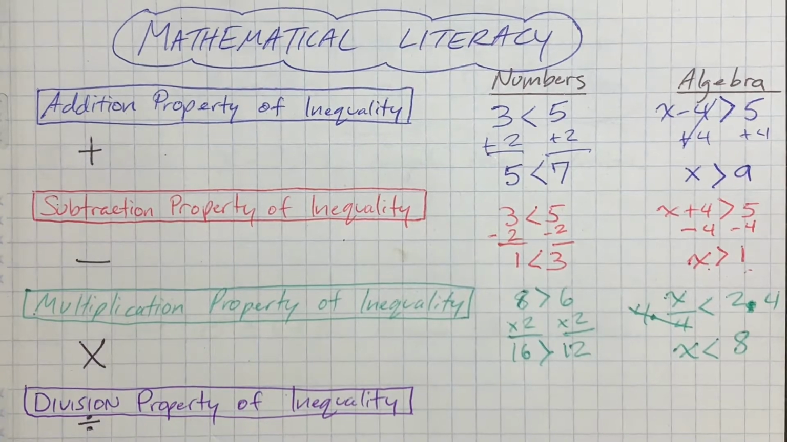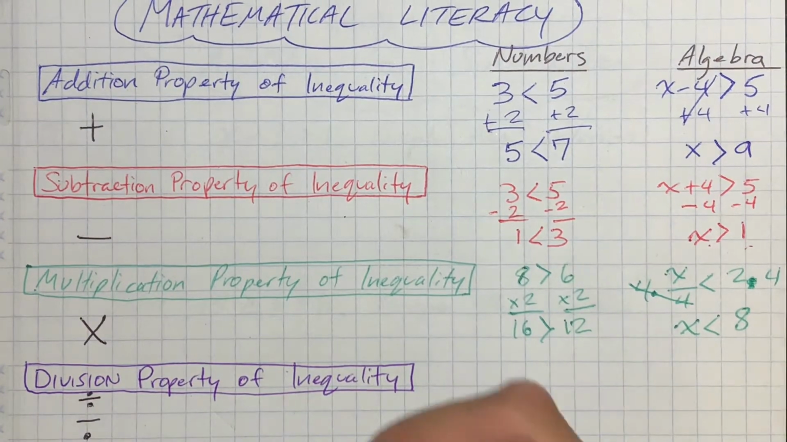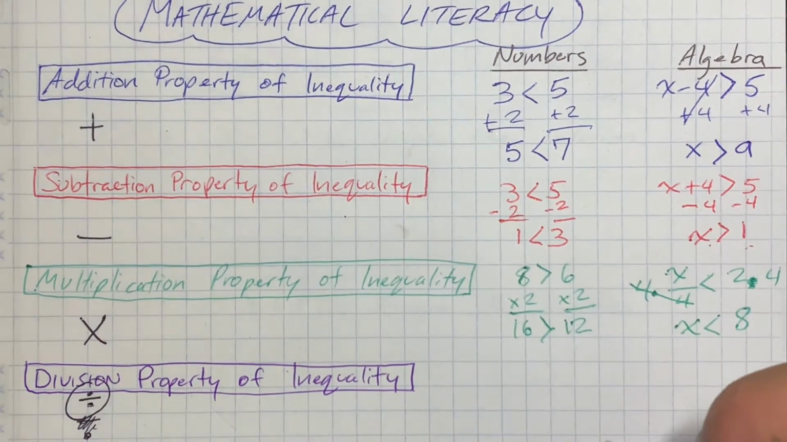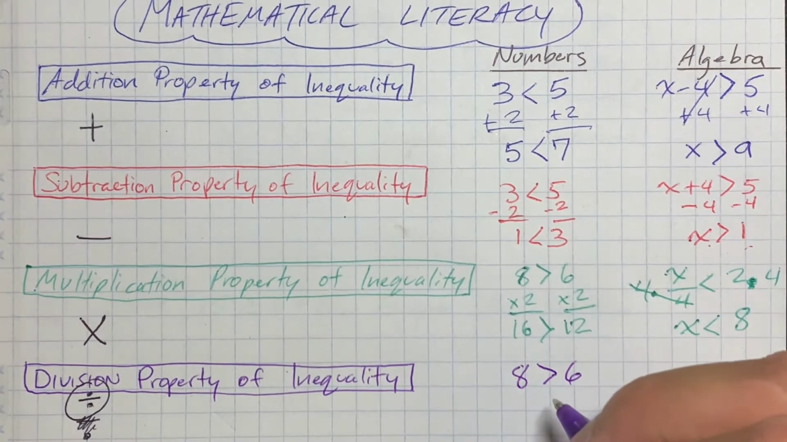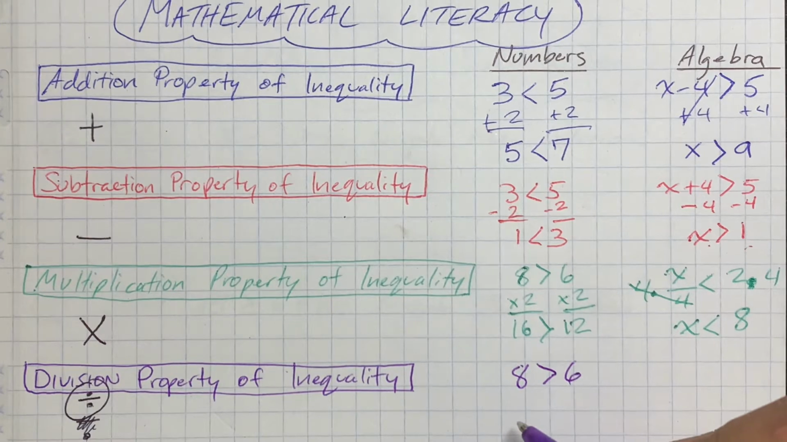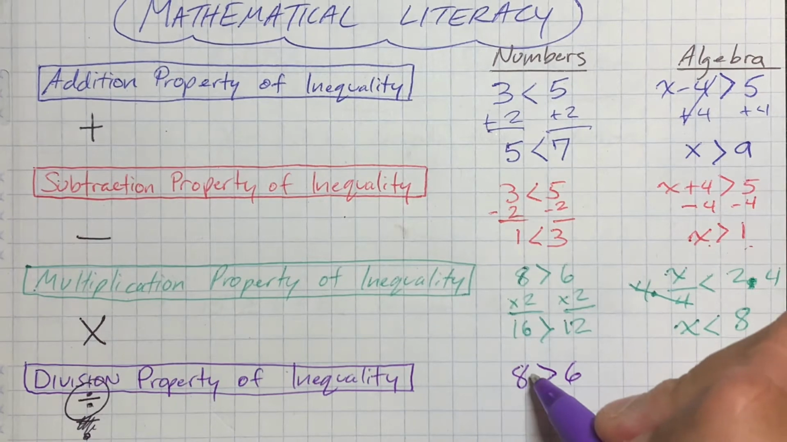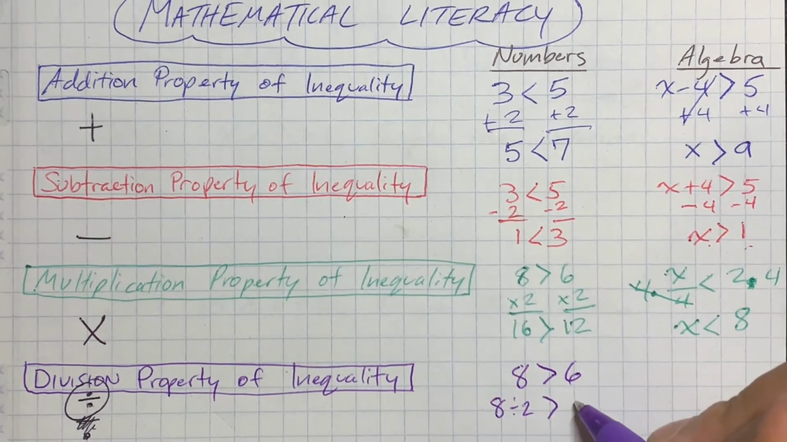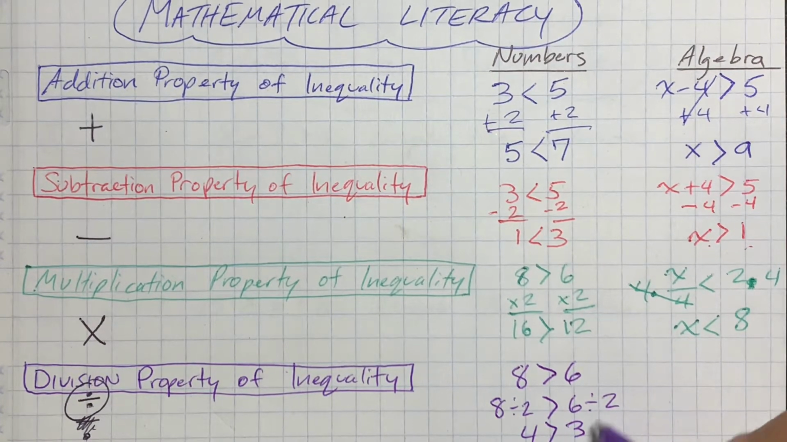Okay, and lastly, the division property of inequality. So if we have, let's say, 8 is greater than 6, and just remember that when you divide each side of an inequality by the same positive number, the inequality still remains true. So if we divide by 2, 8 divided by 2 is still going to be greater than 6 divided by 2. 8 divided by 2 is going to be 4, and 6 divided by 2 is going to be 3. So 4 is still greater than 3.